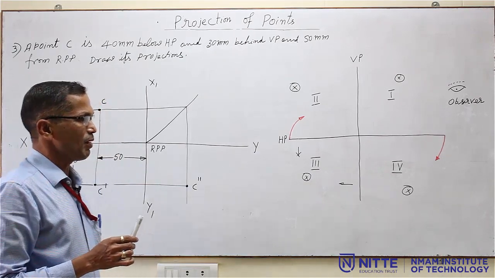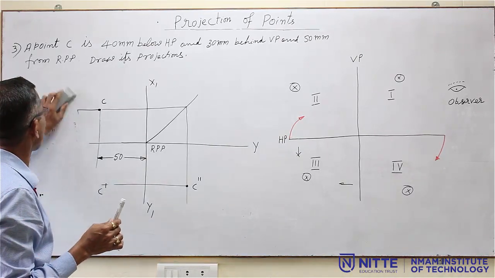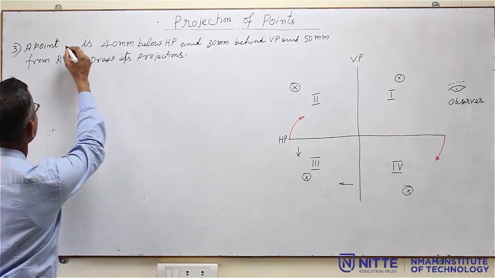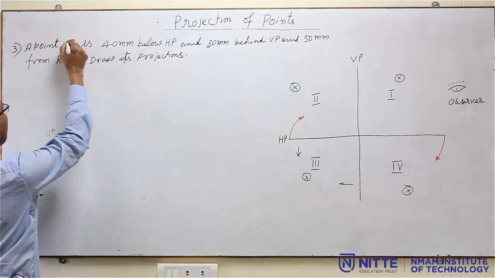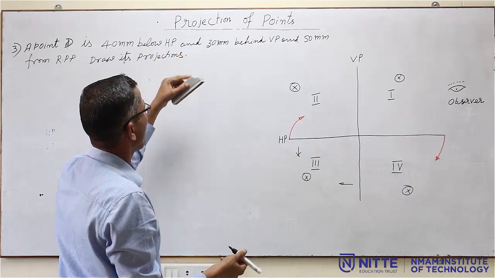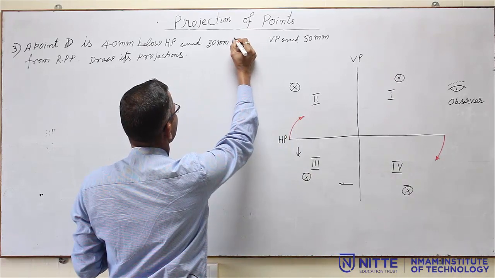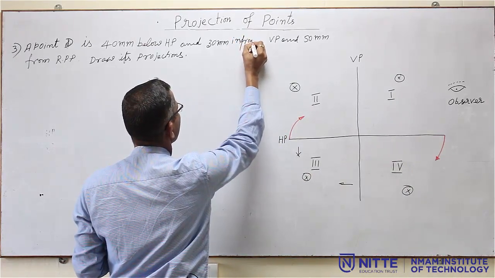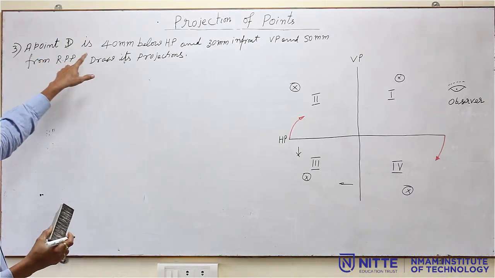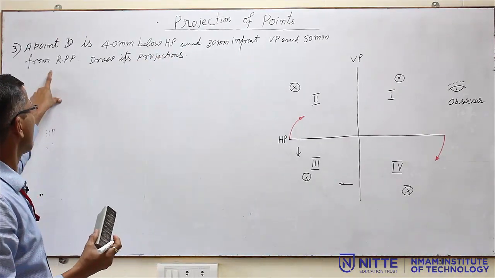Now we will go for the next problem, which is in the fourth quadrant. I will make the changes in the problem. We will select a point, name of the point is D. Point D is 40 mm below HP and 30 mm in front of VP. Remaining will be the same. A point D is 40 mm below HP and 30 mm in front of VP and 50 mm from RPP.